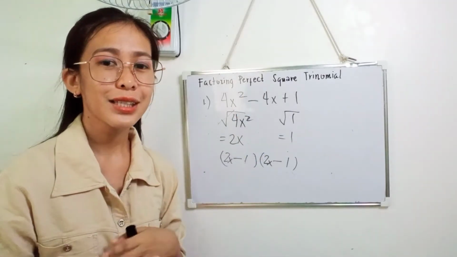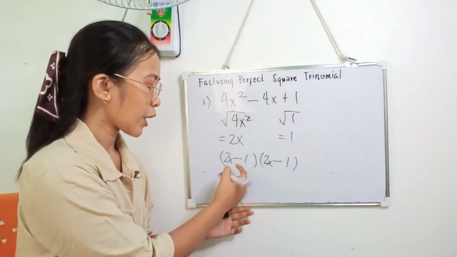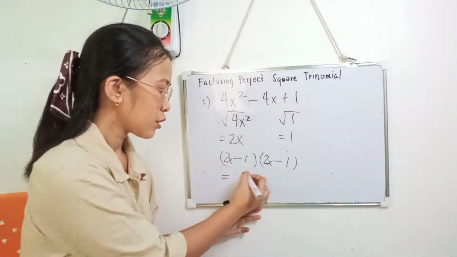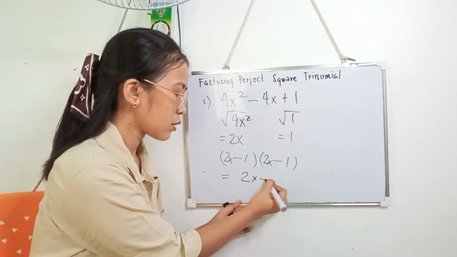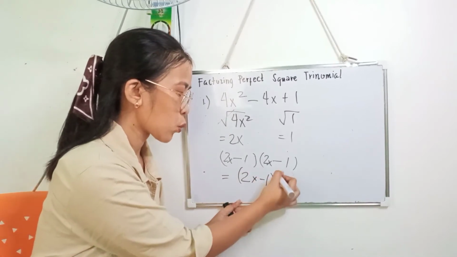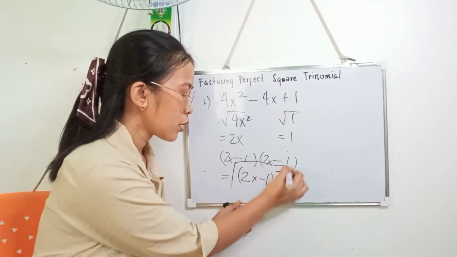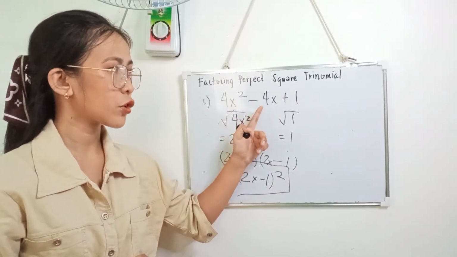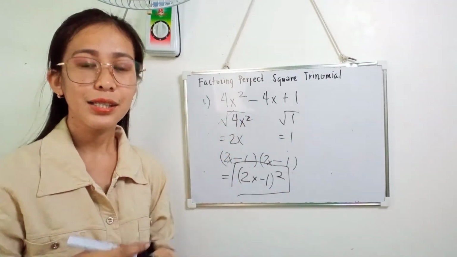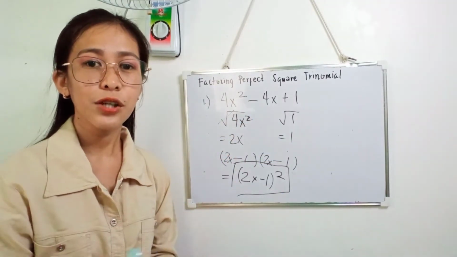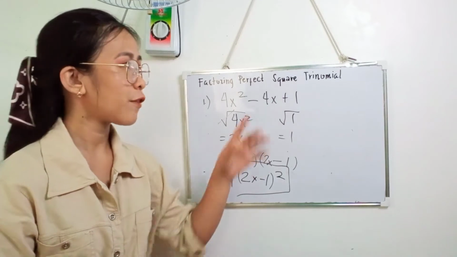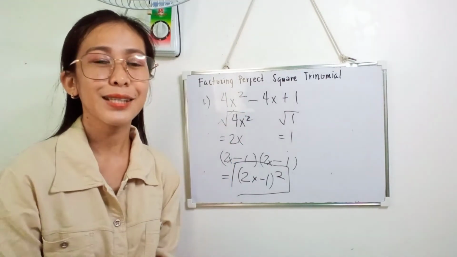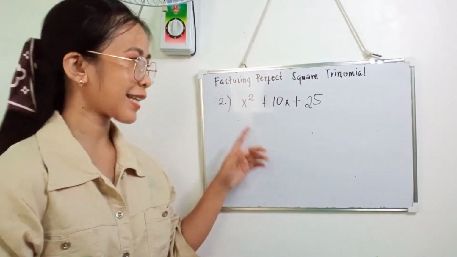And then right after that, isimplify mo lang siya by squaring this, or yung pinaka-simplified answer. So dahil dalawa sila, what you are going to do is to just put it like this: 2x minus 1 squared. Therefore, this is the factored form of 4x squared minus 4x plus 1. And that is how easy or gaano lang kabilis mag-factor ng isang perfect square trinomial. Ganun lang siya kasimple.